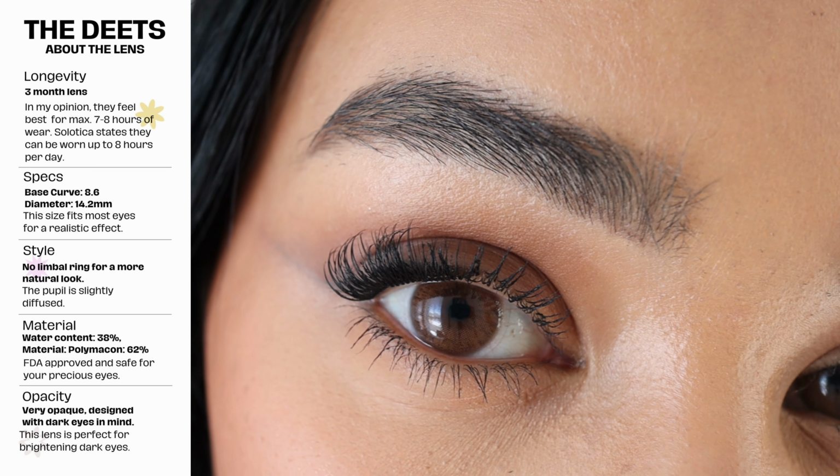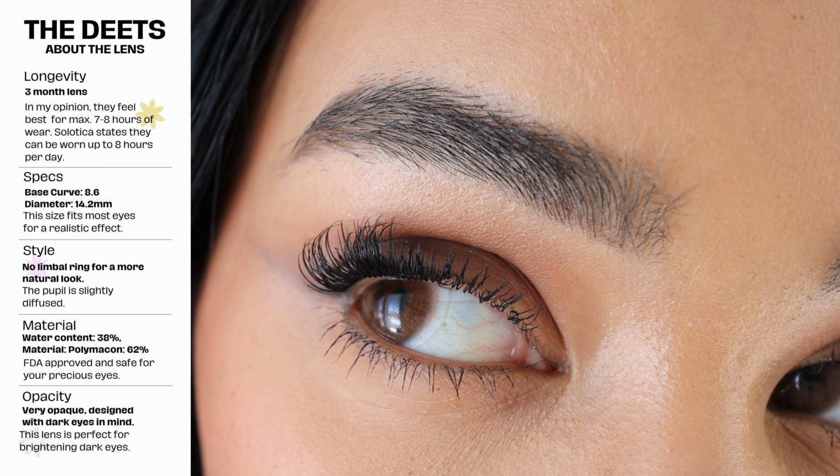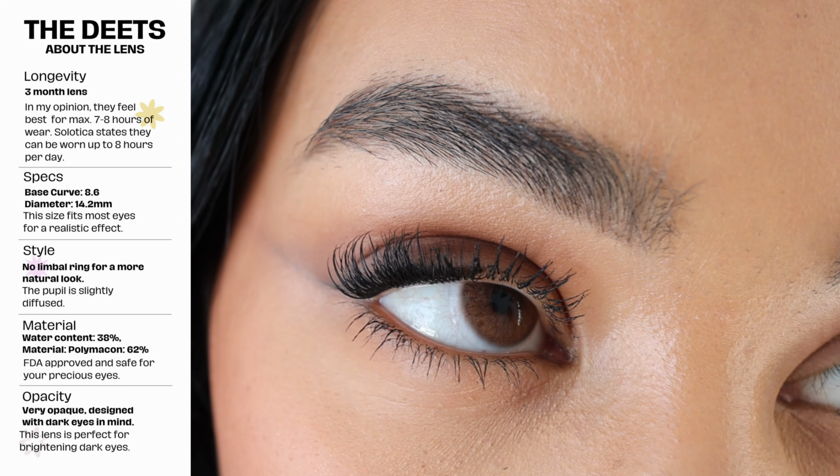They are meant for brightening a dark brown eye, and opacity is something that you want to take into consideration when you're thinking of how well a contact is going to actually brighten and enhance your eyes. What I like about Solotica contacts is they're very color true, so they give me that glow.